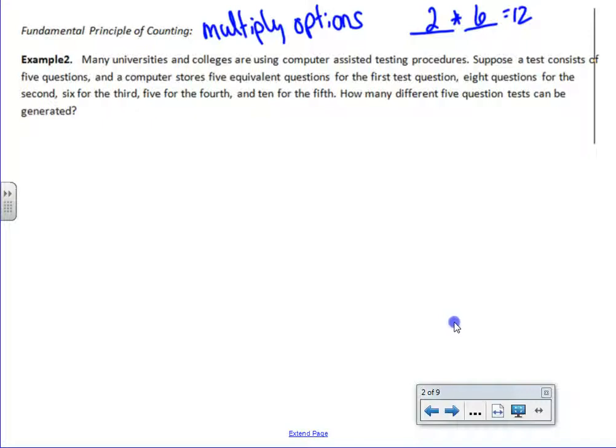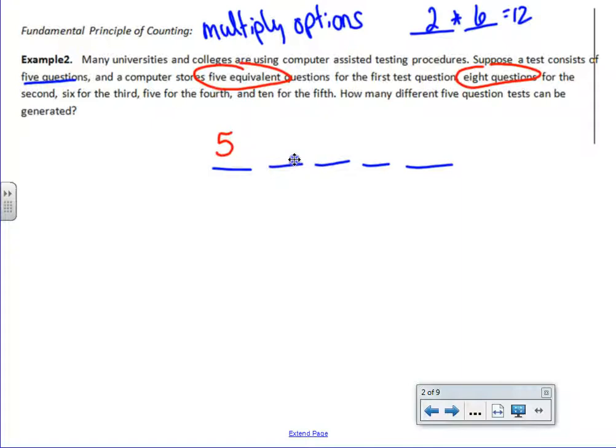Many universities are using computer-assisted testing procedures. We have a test that has 5 questions and 5 equivalent questions. So first, second, third, fourth, fifth. Sorry, I did a little silent reading there for a minute. For my first test question, it says right here, we have a bank of 5 questions that we can choose from.